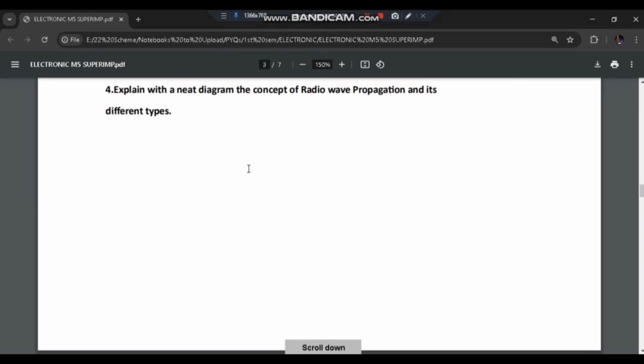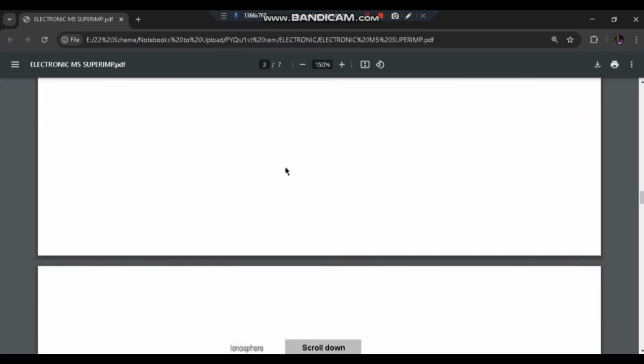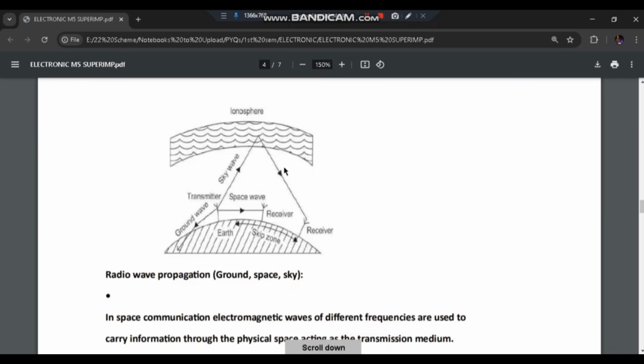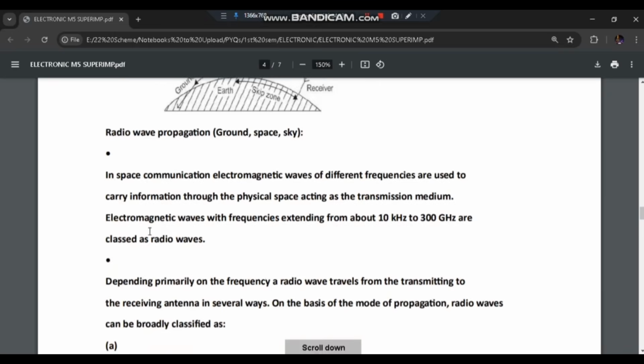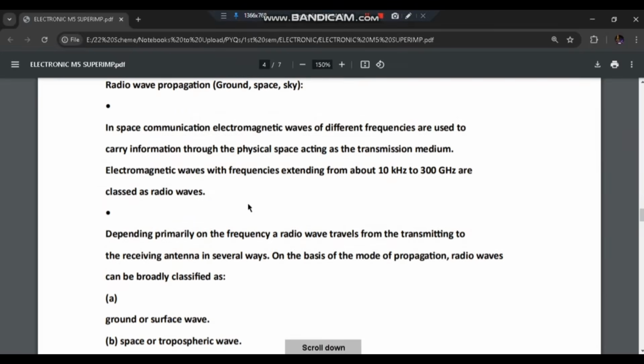Moving on to the next question: explain with a neat diagram the concept of radio wave propagation and its different types. Radio wave propagation happens through the air. It can happen through the earth also. There are different types of it: ground, space, or sky. The frequencies in which radio waves operate are 10 kilohertz to 300 gigahertz, and this is the transmission medium, either ground, space, or sky.